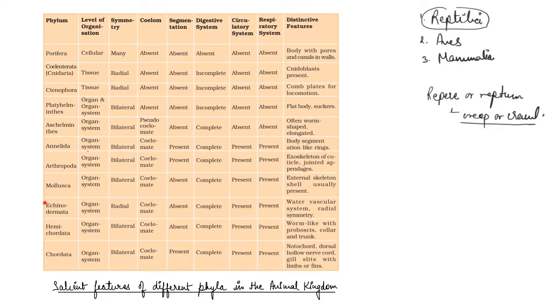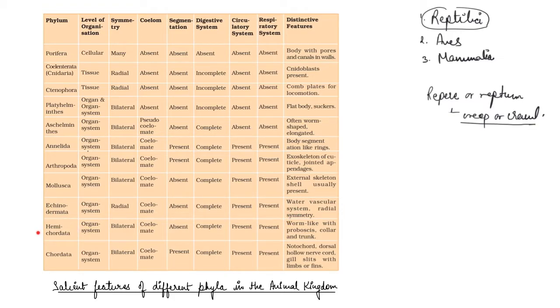Then it is Echinodermata, wherein you have organ system level. Symmetry is radial. They are coelomate. Segmentation now is absent. Then you have digestive system complete and circulatory and respiratory system present. Echinodermata are famous for their water vascular system and radial symmetry.